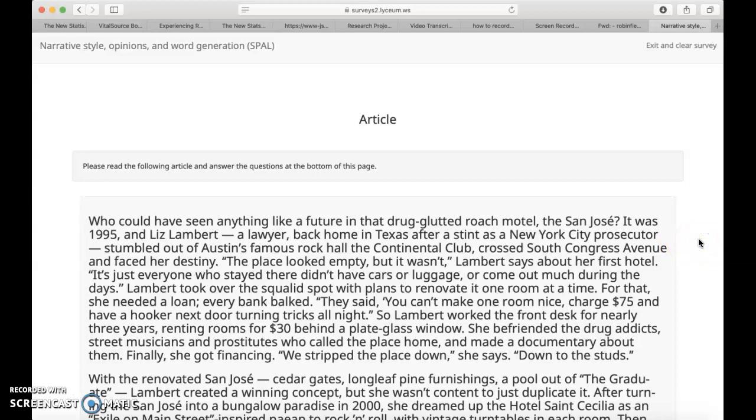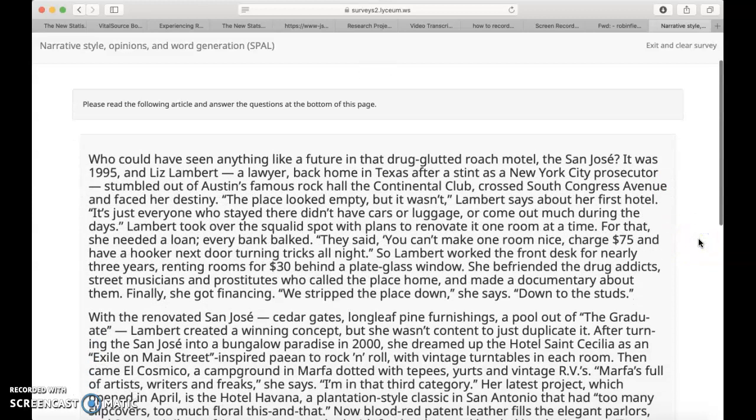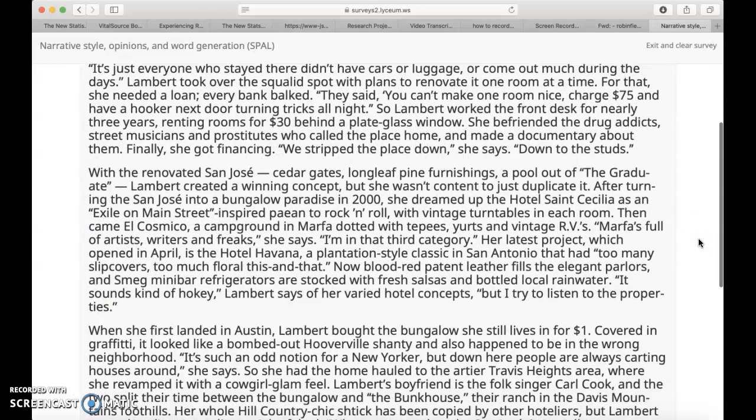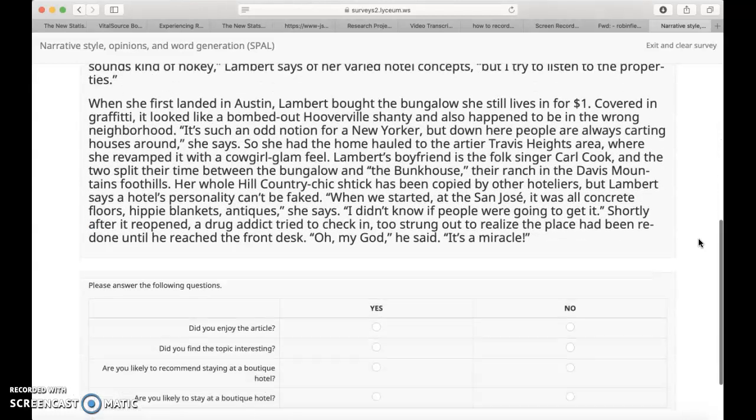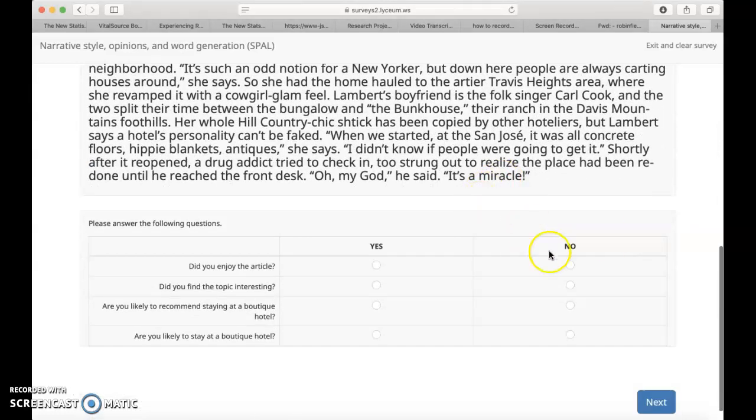At this point, the participant will either experience a delay or no delay. In the delayed condition, they will be given an article to read about hotels and answer 4 questions about it, such as, did you enjoy the article?